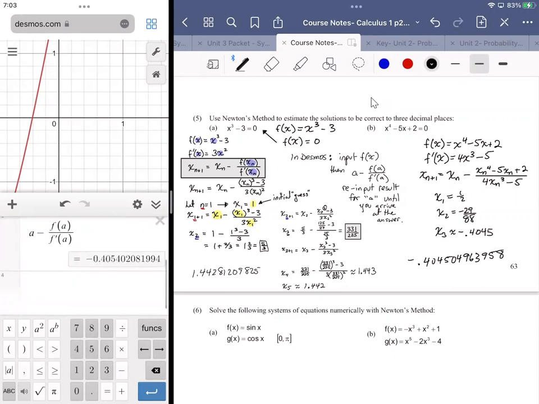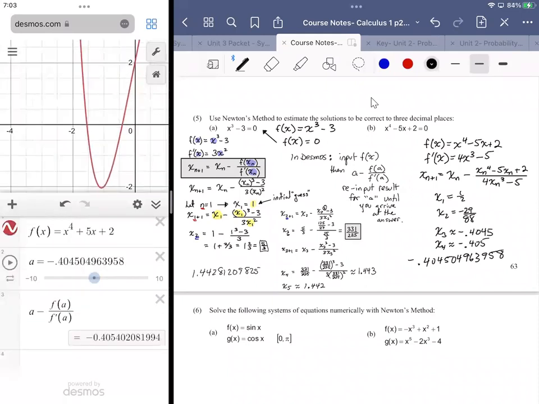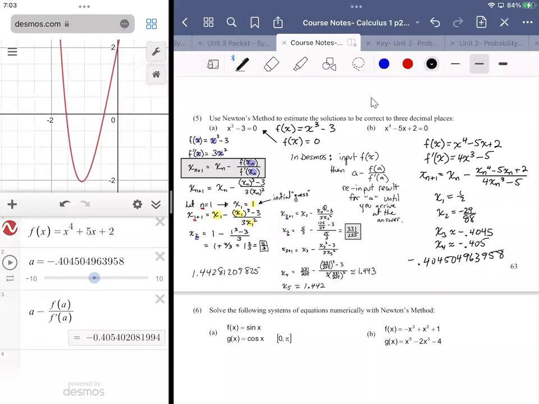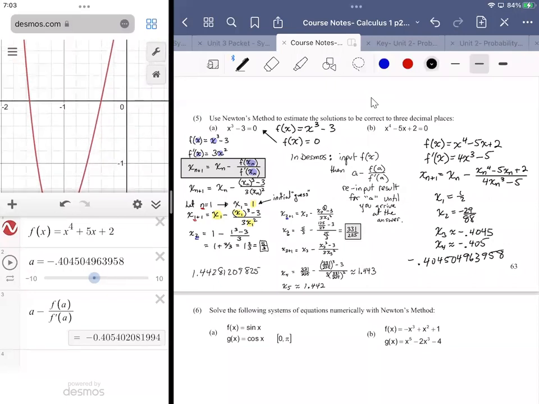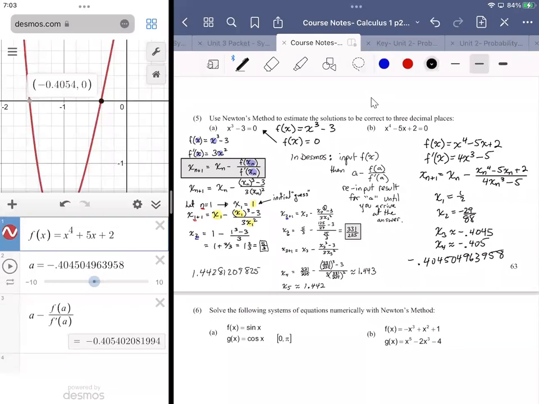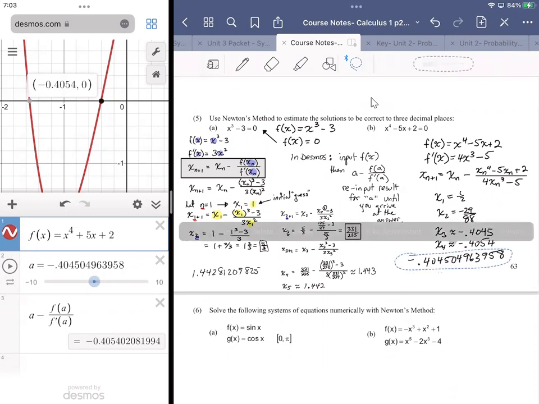All right, and so we're looking at about negative 0.405. Oh, you know what it was? I was actually looking at the wrong side of the axis. I should have put a negative 1/2 to get started, but I didn't. So here we are. But negative 0.4054 is really where we should be. And so even though I started off with a 1/2, it got me there pretty quickly.